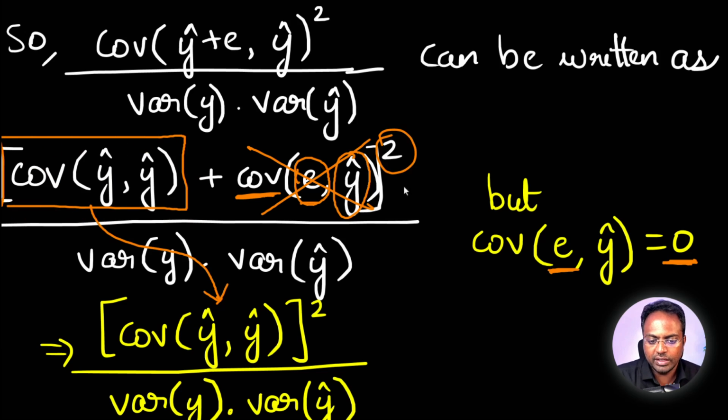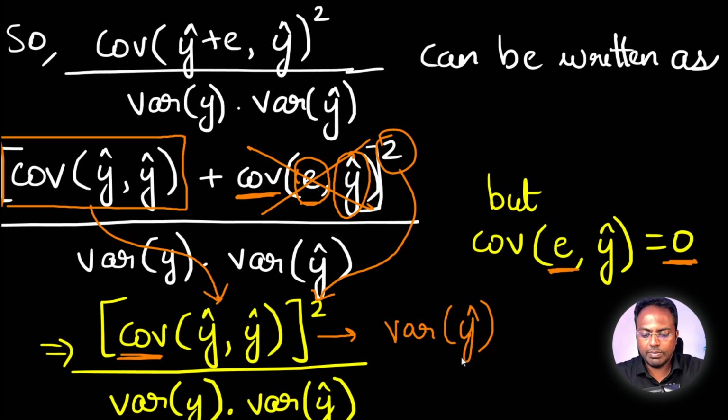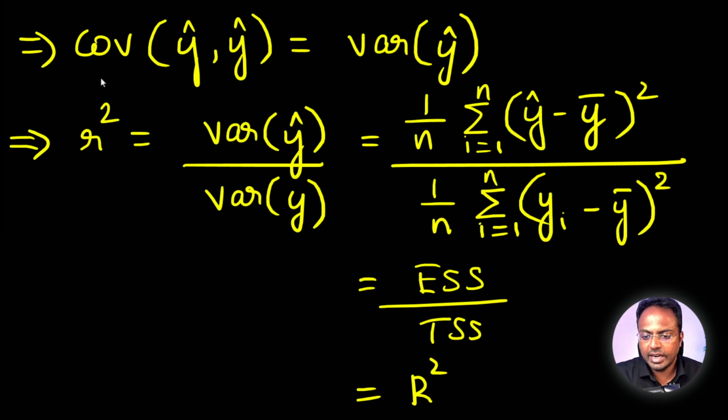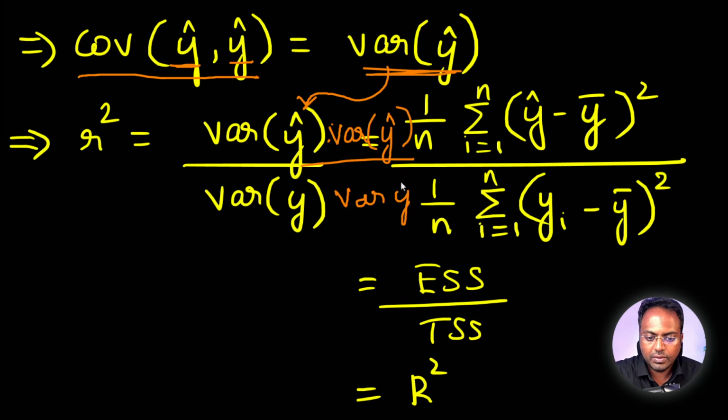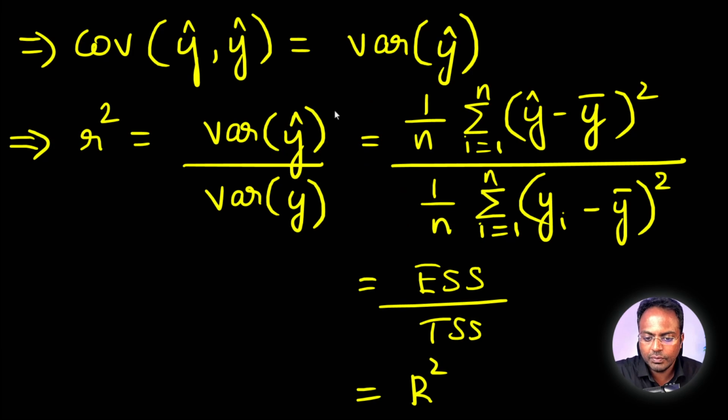We have the square here that's passing over here. So we have in the numerator the covariance of y hat and y hat. This is nothing but the variance of y hat. If you make that substitution, the covariance of y hat and y hat is nothing but the variance of y hat. You apply that into the numerator over here, so you will have the variance of y hat multiplied by the variance of y hat. This is how it expands. At the bottom you also have the variance of y hat. So these two terms got cancelled out and we are left with only this part.